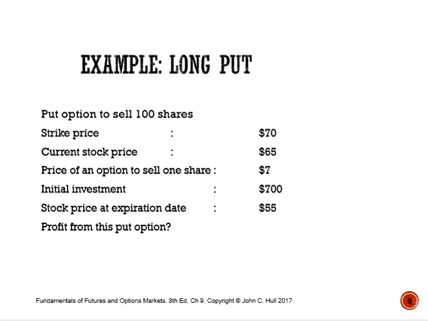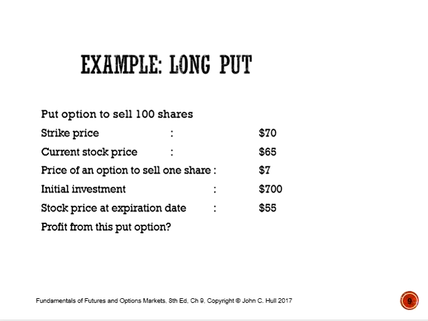Now we consider an investor who buys a European put option with a strike price of $70 to sell 100 shares of a certain stock. Suppose that the current stock price is $65. The expiration date of the option is in 3 months, and the price of an option to sell 1 share is $7. The initial investment is $700.